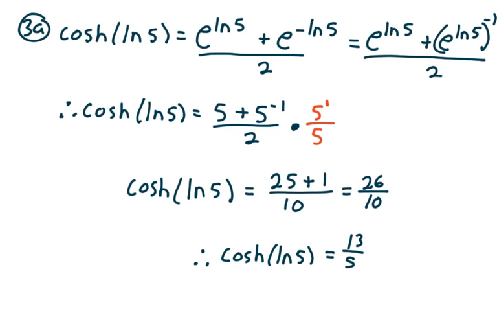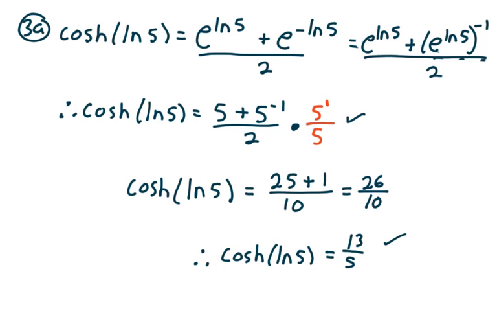Okay. And then I hope that came in clear. Let me rewrite that up here. So here it's e to the natural log of 5 plus e to the natural log of 5 raised to the negative 1. And this is all divided by 2. And then the rest of this will follow. That's 3a.